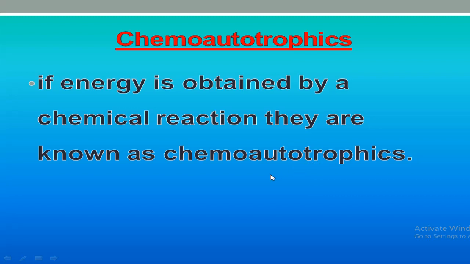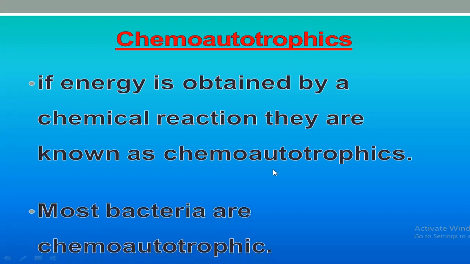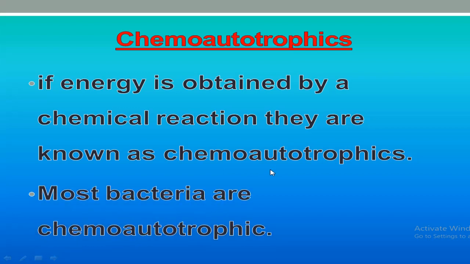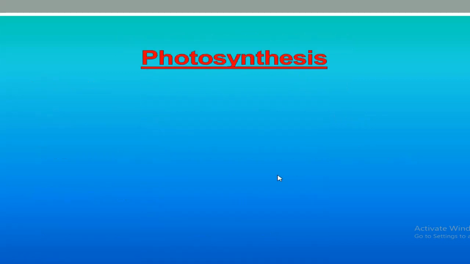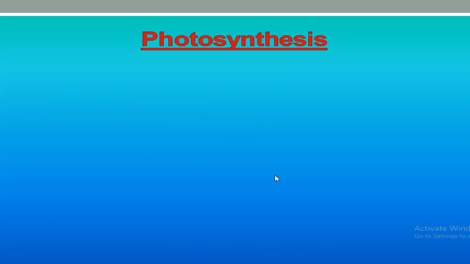Now we have learnt what is meant by chemoautotrophic. If energy is obtained by a chemical reaction, they are known as chemoautotrophic. Most bacteria are chemoautotrophic. When we consider bacteria, most of them use chemical energy to produce their own food, so most bacteria belong to the chemoautotrophic group. Then we will learn about photosynthesis.